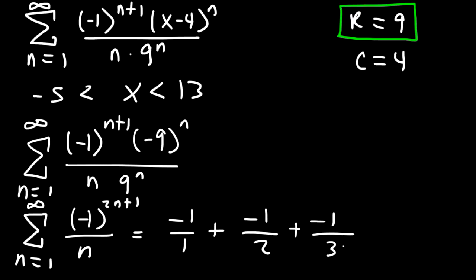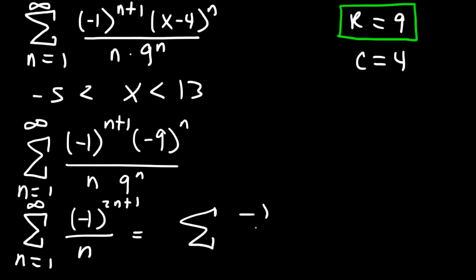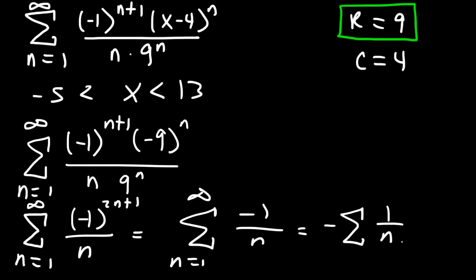So as you can see, we don't have alternating signs. So we can reduce the series to this. We could say that it's simply negative 1 to the n. And we can move the negative to the front. So this becomes negative, and then we have the divergent harmonic series. So according to the P series, P is 1. And because P is 1, we can say that the series is divergent.